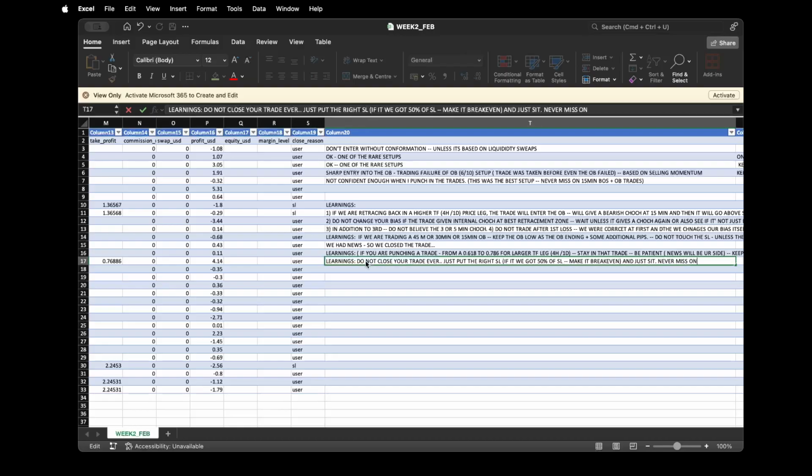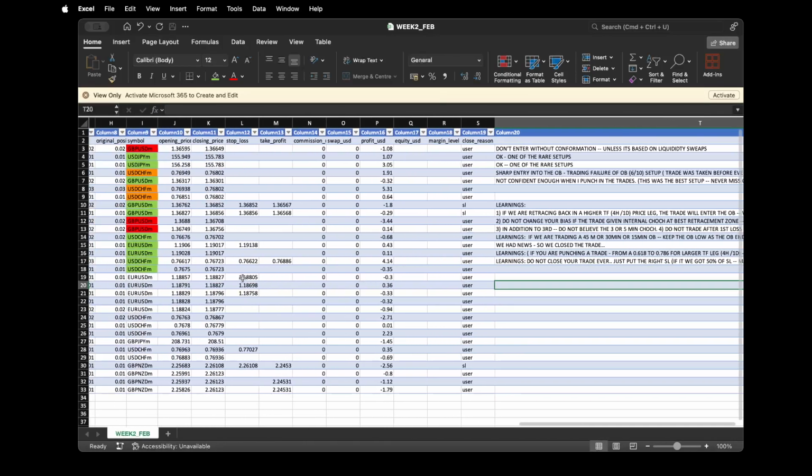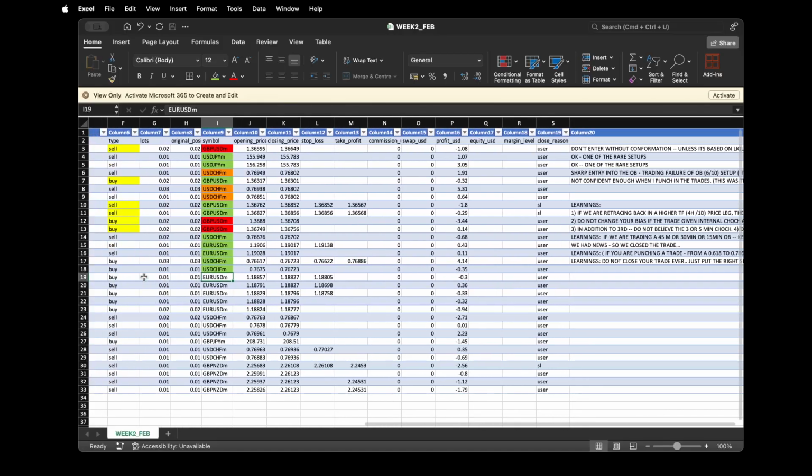Never miss on 15 minutes break of structure plus order block trades. Just be patient with those trades. They play out best. This is the learning that I got from USD CHF.